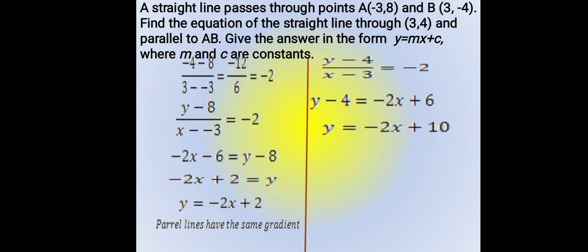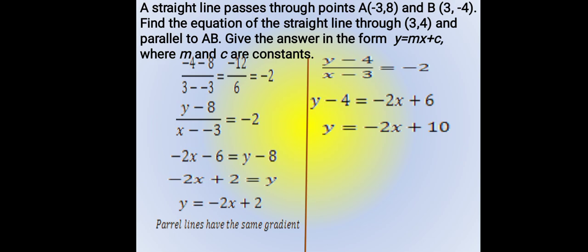Now, we have points A and B. We can use those points to find the equation of the first line. First, we find the gradient. We say change in y over change in x should be your gradient. That is negative 4 minus 8 all over 3 minus negative 3. We get negative 12 over 6, which becomes negative 2. So the gradient of our first line is negative 2.